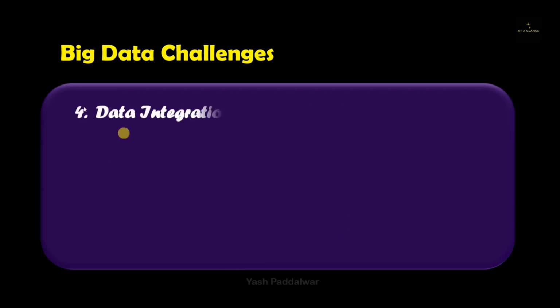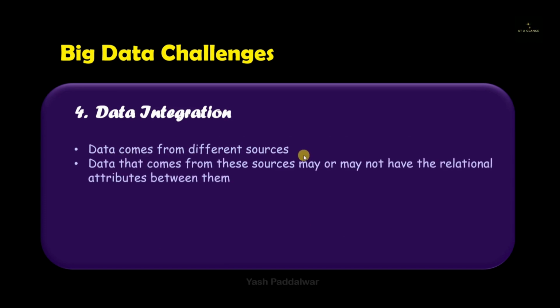Next, we have the challenge of data integration. Data integration means integrating data from two different sources. Now, as you know that data comes from different sources. Many times these data do not contain relational attributes between them, which means they may or may not have same attributes or any relation between them. So, it becomes very difficult for integrating such kind of data for analytics purpose. So, hence combining them is quite a difficult task.